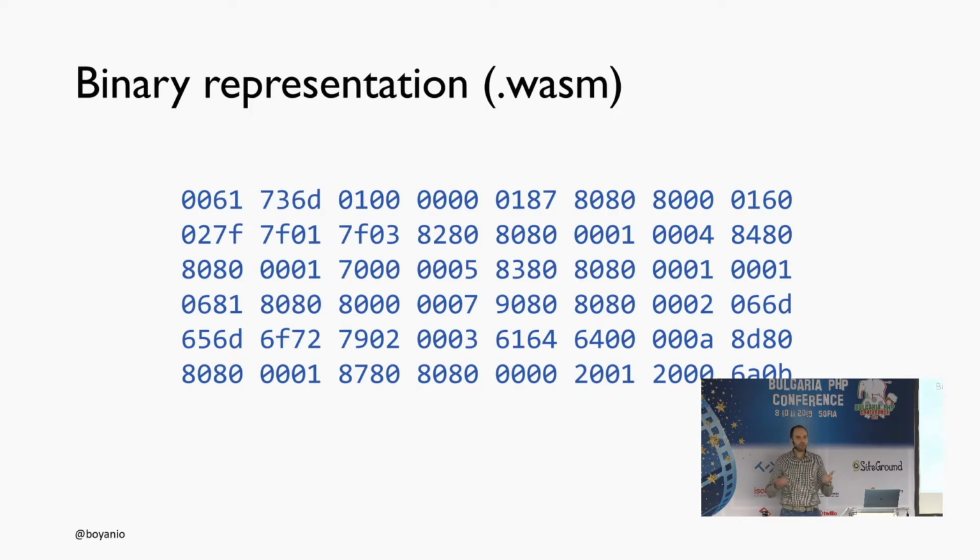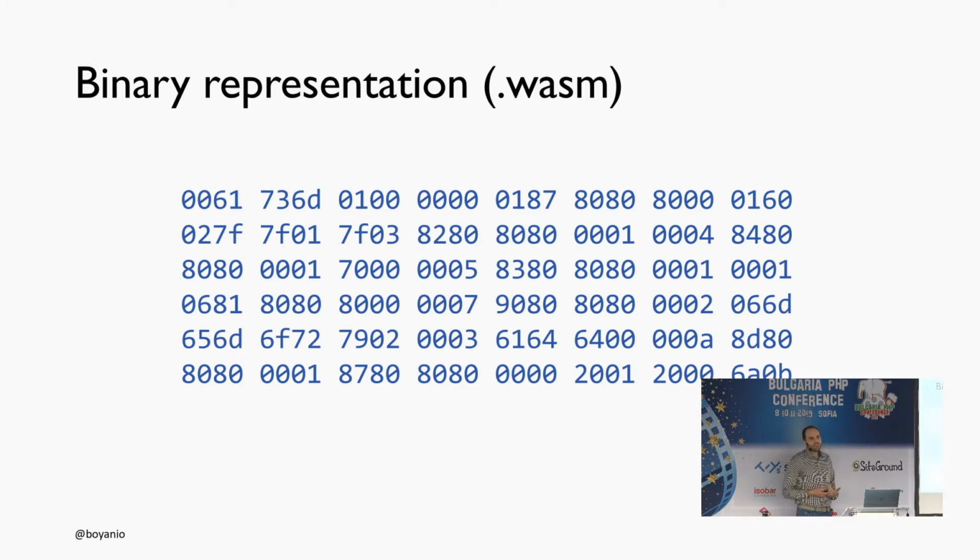What does WebAssembly look like? This is a binary representation of the same add function that I showed before, encoded in the binary representation of WebAssembly. Well, this doesn't say anything to us because it's just numbers. However, this is what browsers are going to consume. They're going to download the WebAssembly module, decode this, and then compile it and execute it.